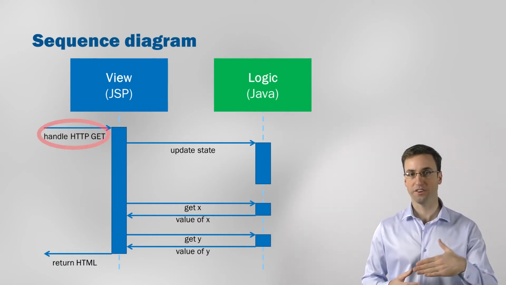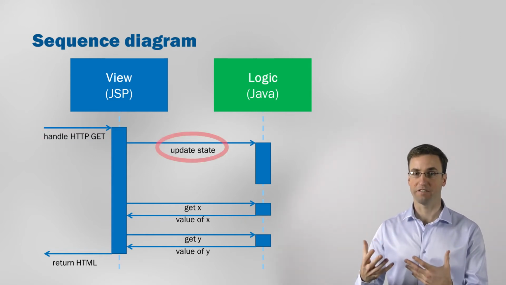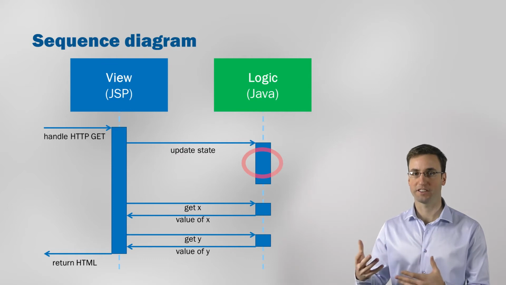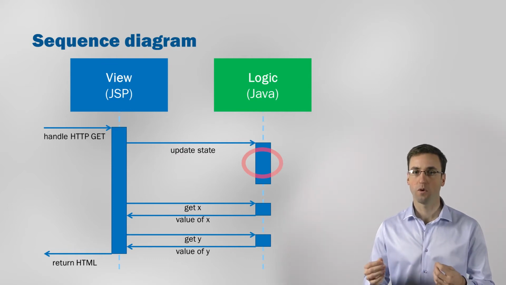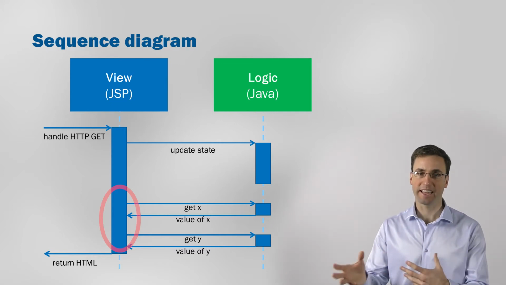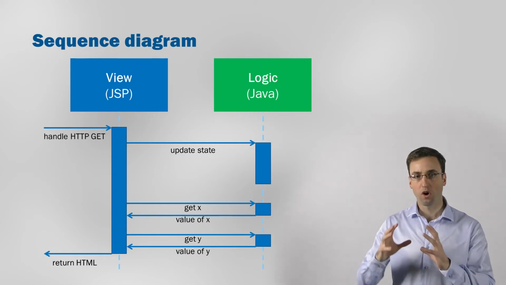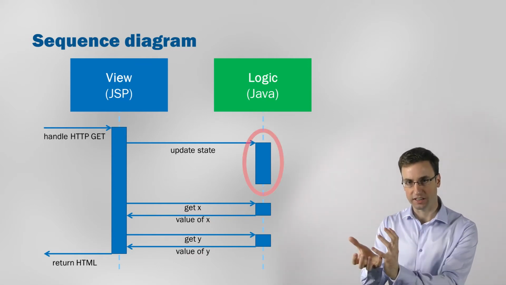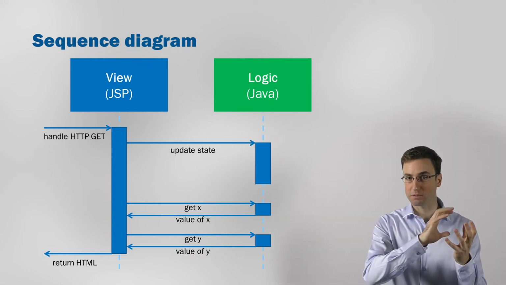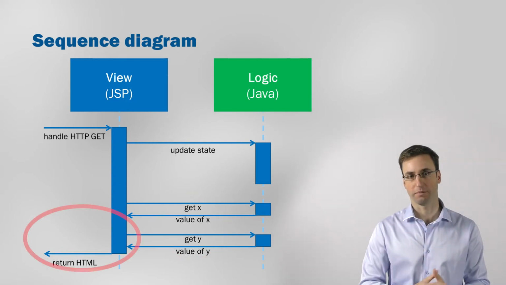A request comes in to the JSP view. The view then updates the state of a Java class, and the Java code does some computation. When this code completes, the view then generates a response by getting values from the Java code as appropriate. So again, all the heavy calculation is done in a Java class, but the JSP is responsible just for extracting the result from the Java and generating HTML.